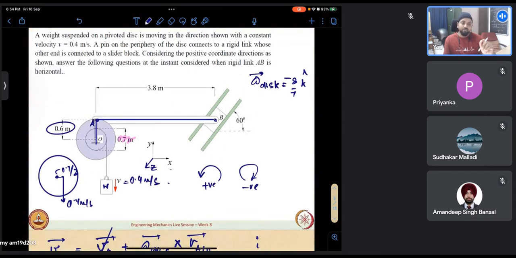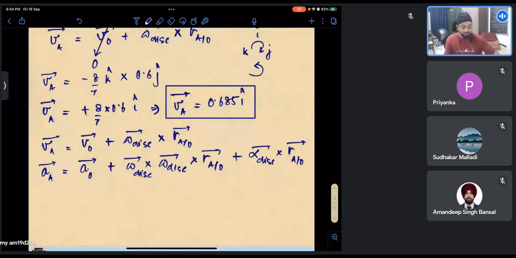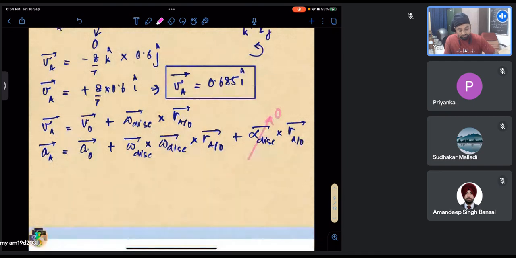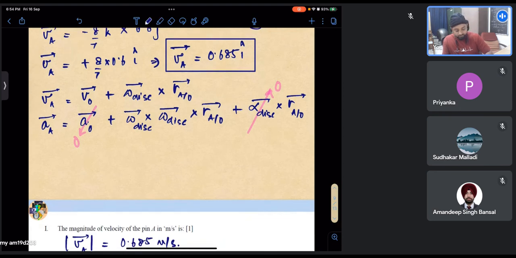So we know that any point in circular motion, if it is having tangential acceleration, if this is R, if this is having tangential acceleration AT, then our alpha is nothing but AT by R. So we have been told that this is moving with a constant velocity. So our acceleration of the disk is essentially 0. So this is 0. What else is 0? AO is fixed. It is a fixed pivot.